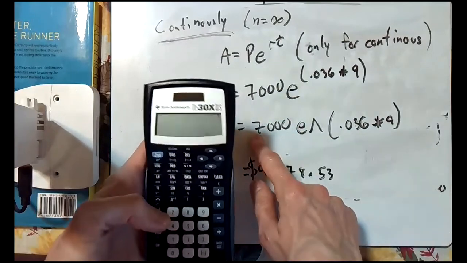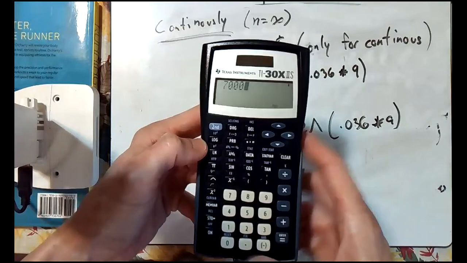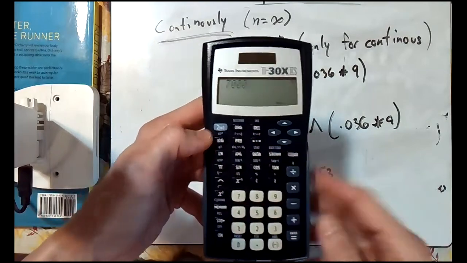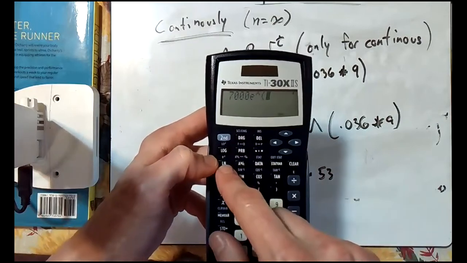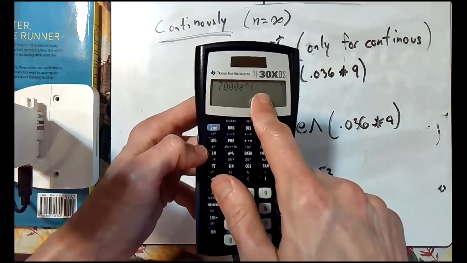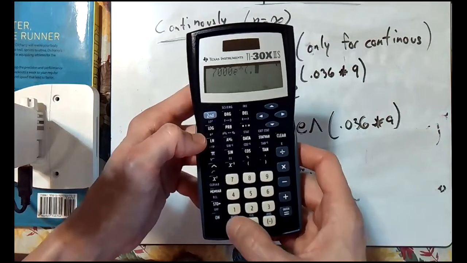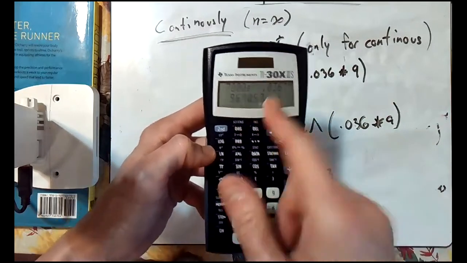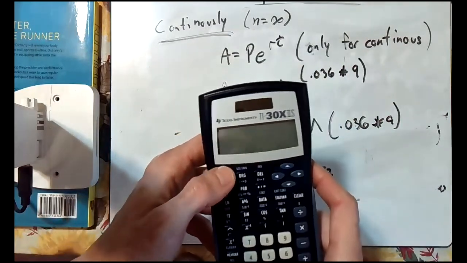So again, to type in that 7,000 E to the whatever, to get to any blue function on here, you have to press the second. So second E, or second natural log button, and then that pops up, right? It automatically gives you the caret key and that set of parentheses, that half part of it. And then 0.036 times 9 and hit enter. And there your answer will pop out. Remember, you have to round this off to the nearest dollars and cents.